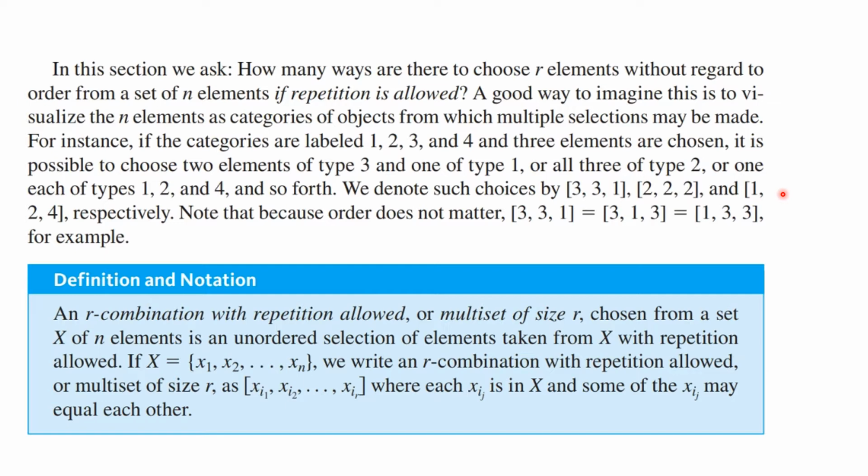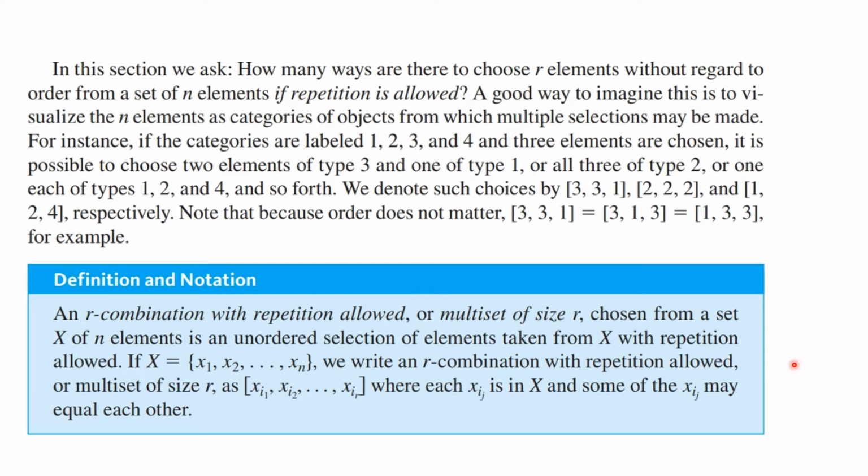So we denote these choices by these bracketed symbols here. And note that because order doesn't matter, this symbol means the same thing as this symbol, means the same as this symbol, and so it only needs to be counted once.